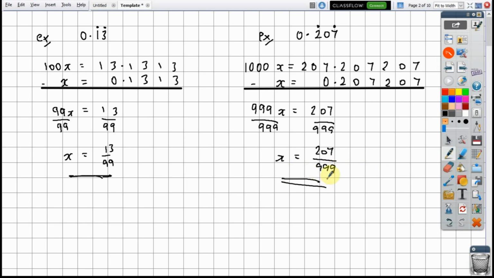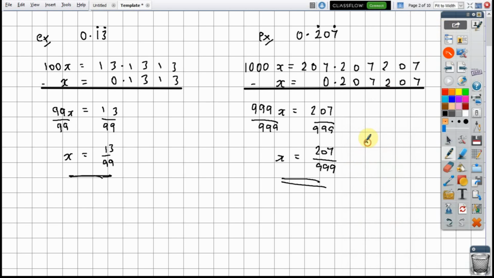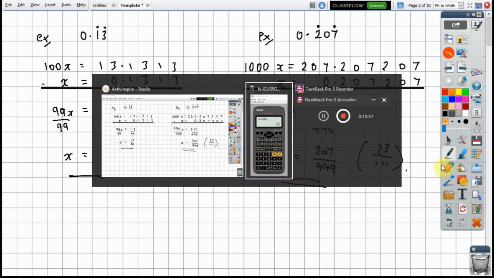Again, I think this doesn't simplify. 207 over 999. It does simplify. I've been a bit lazy there. I should have checked that. That divides by 9. So what have we got? 23 over 111. I'll be honest and put it in brackets rather than claiming I got it. There we go. Okay, you should now be capable of doing a few of these questions yourself.